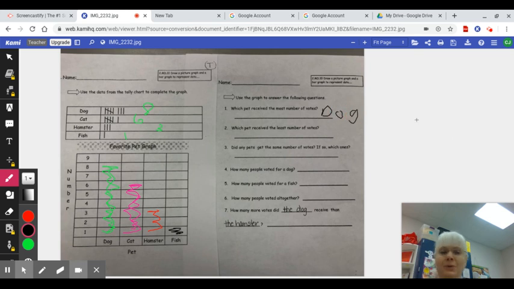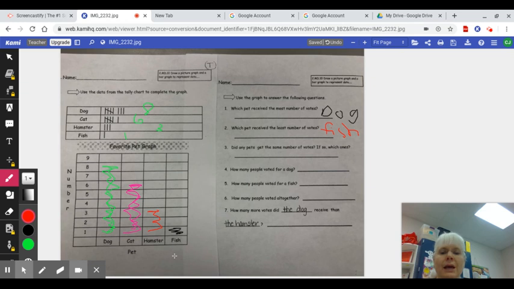Pardon my writing with the mouse. And number 2, which pet received the least number of votes? I'm going to look back at my bar graph. I'm going to say, oh, who has the smallest bar? Why, it is fish. So fish received the least number of votes.